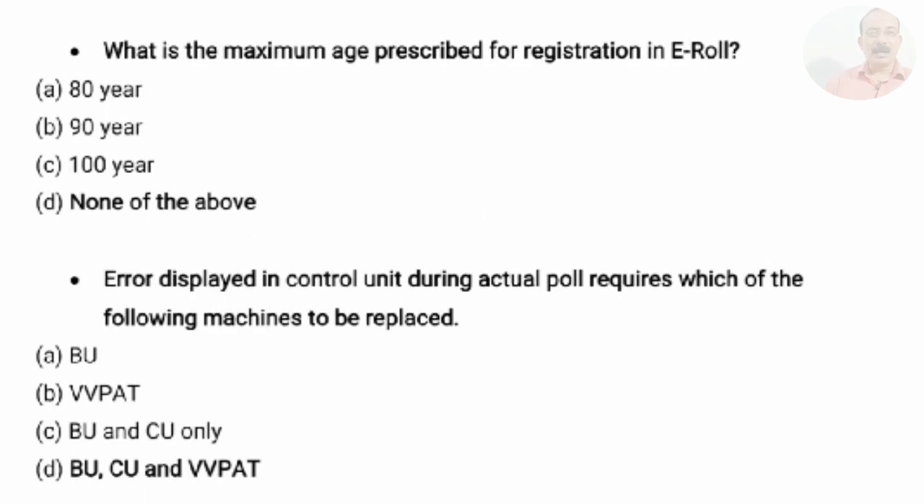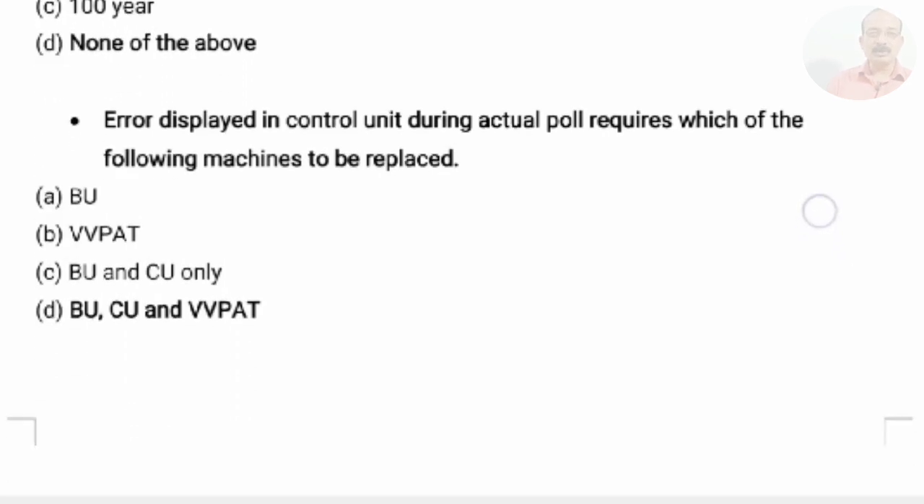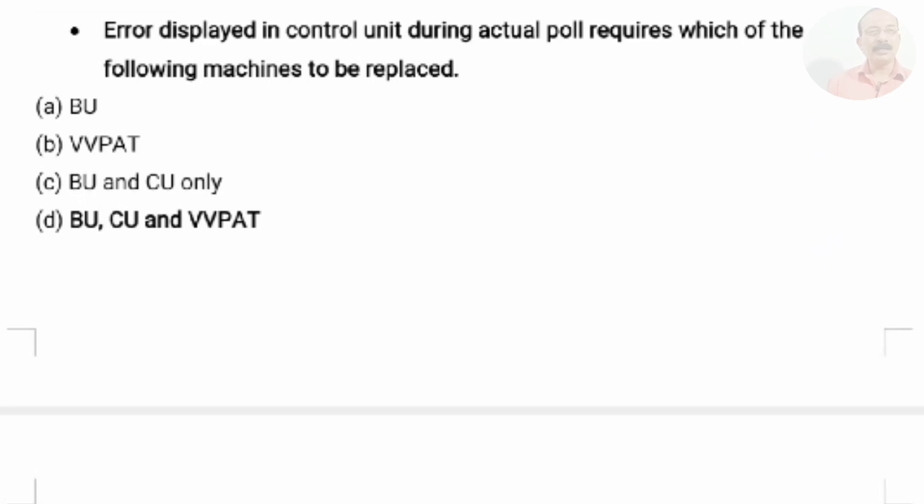Number 4. What is the maximum age prescribed for registration in e-poll? Correct answer option D, none of the above. Question number 5. Error displayed in control unit during the actual poll requires which of the following machines to be replaced? Ballot unit, control unit and VVPAT.